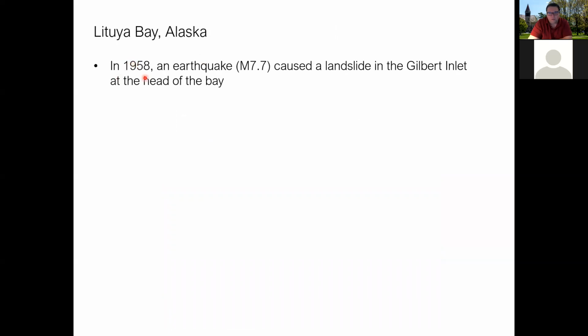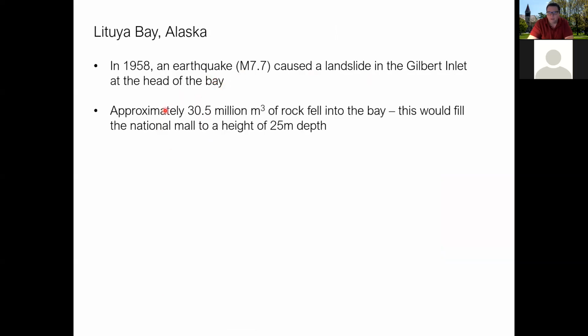Really impressive event. It was caused by a landslide that followed from an earthquake, a magnitude 7.7 earthquake, so a fairly big one with a lot of ground shaking. And basically, in Gilbert Inlet at the head of the bay, the earthquake was fairly local to that area. And during that event, approximately 30.5 million cubic meters of rock fell into the bay.